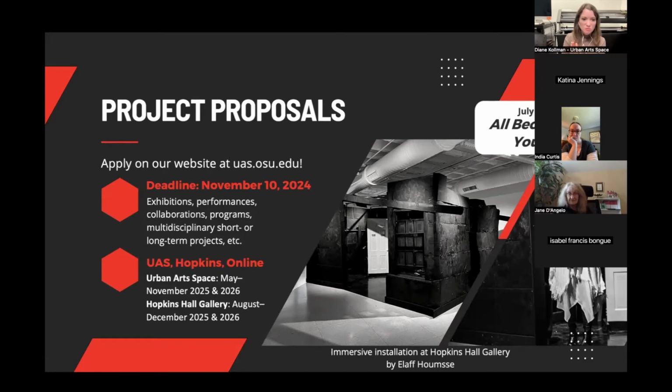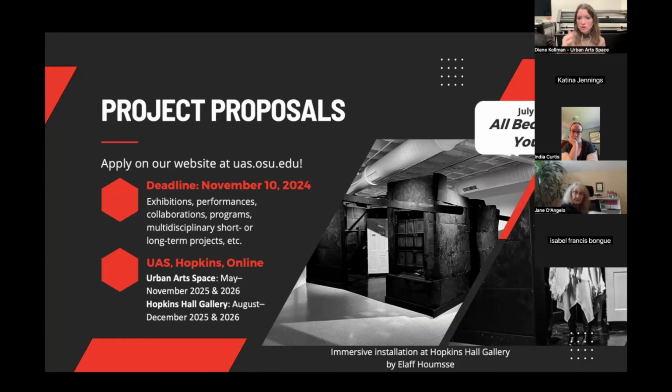But yes, so the timeframes that we're looking for: for Urban Art Space, it's May through November. We're looking for next year and the following year. And for Hopkins, it's August through December, so mostly the fall range, 2025, 26. I will say for Hopkins that you have to be mindful of when classes start and end. Classes typically start in late August and end in early December. So you might not want a show that goes until December 20th because there might not be that many people at Hopkins on campus.